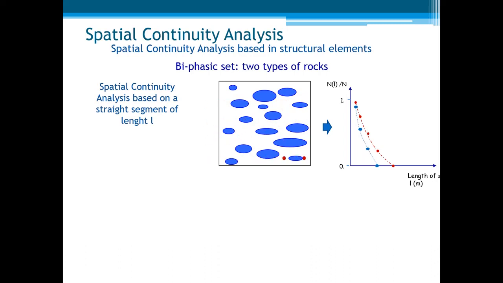But note that the two points, as a structural element, are a bit poorer at quantifying the spatial patterns. For example, here the two points can be both in different bodies and take the value 1. In other words, they measure the continuity but not the connexity.